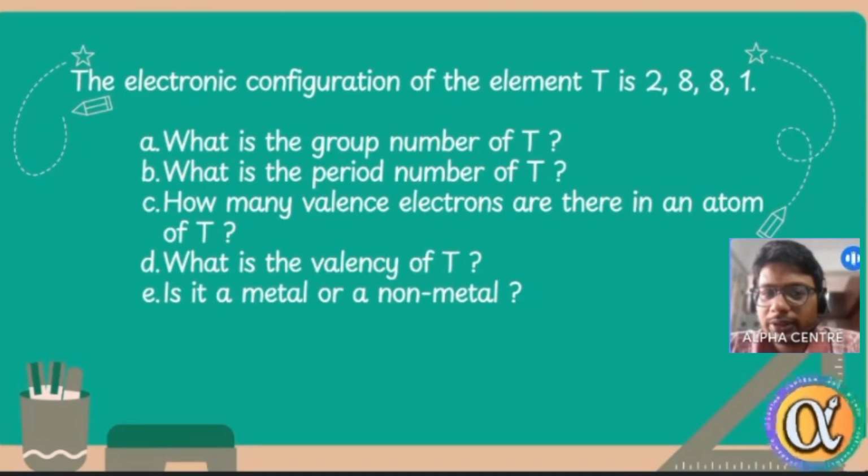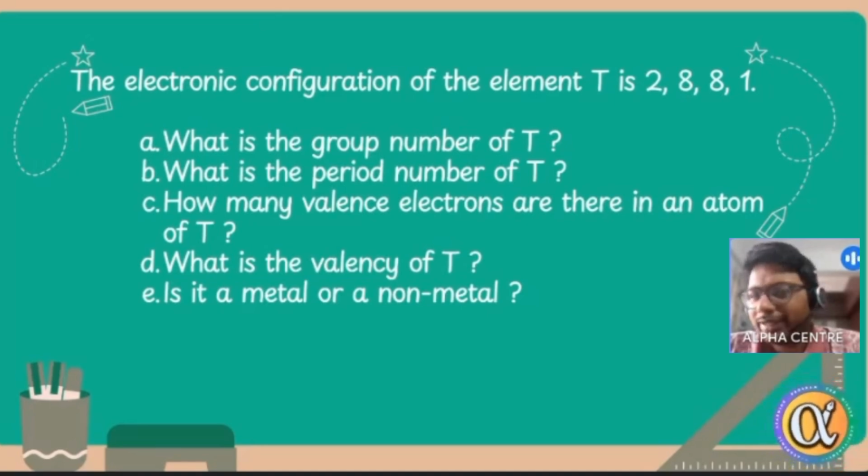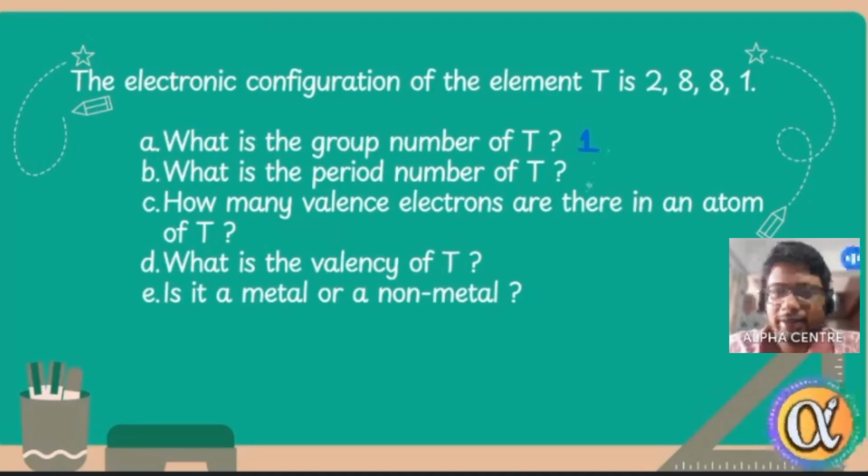The electronic configuration of the element T is 2, 8, 8, 1. What is the group number of T? One. What is the period number for T? 4. How many valence electrons are there in an atom of T? One. What is the valency of T? Plus one. Is it a metal or a non-metal? Metal.